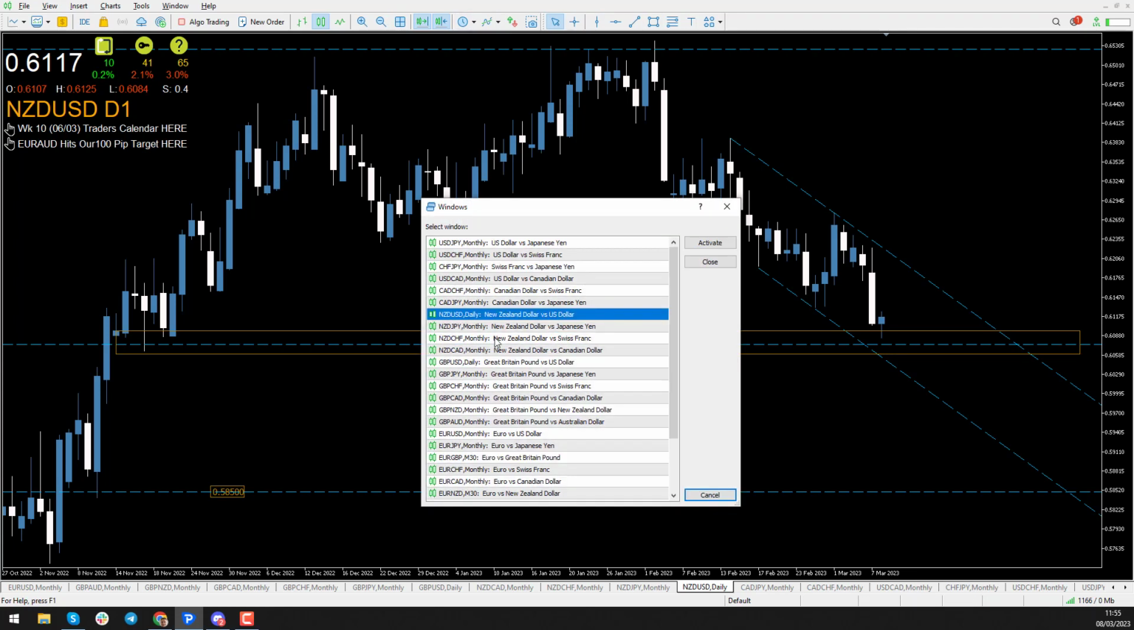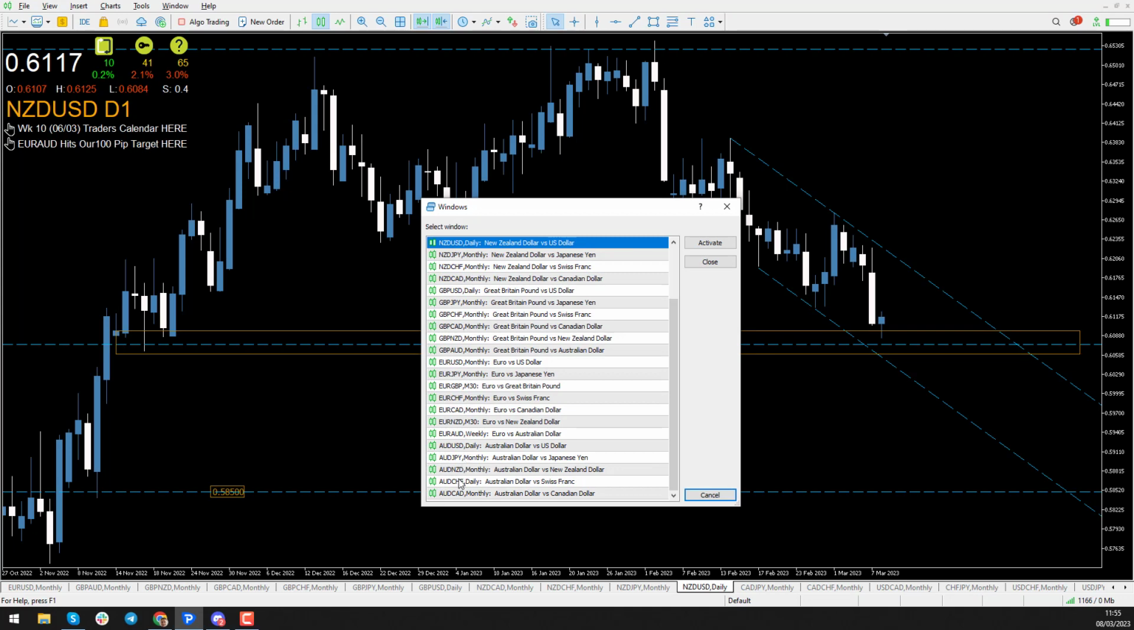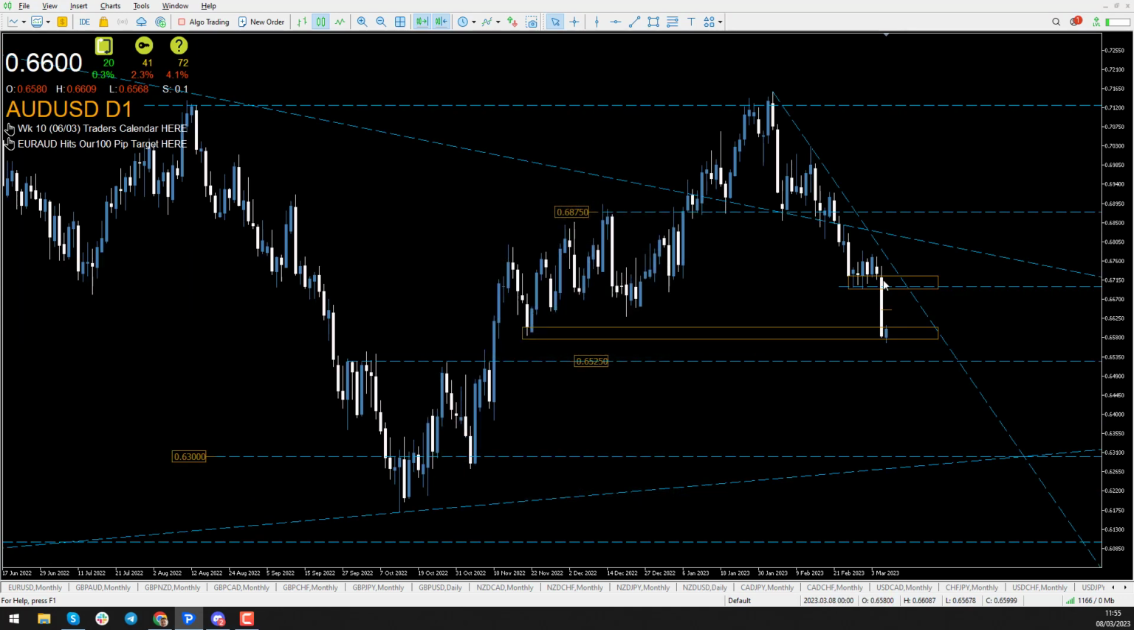I'm going to leave it there. My top chart that I like though is Aussie US dollar. I'm looking to see if price will pull back after the aggressive move to the downside yesterday. If it does, then it could offer us a short opportunity.